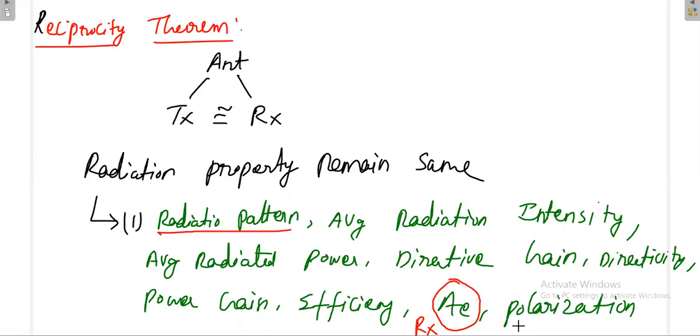And also polarization. This is also very important, because wave polarization can be linear, circular or elliptical. If the wave has linear polarization, your antenna should also have the same polarization. Otherwise, your antenna cannot detect that particular signal. So the polarization of the wave and the polarization of the antenna have to be exactly the same. When we discuss polarization, we will see what happens when polarization mismatch occurs and how much power you will receive. That we'll see in detail.